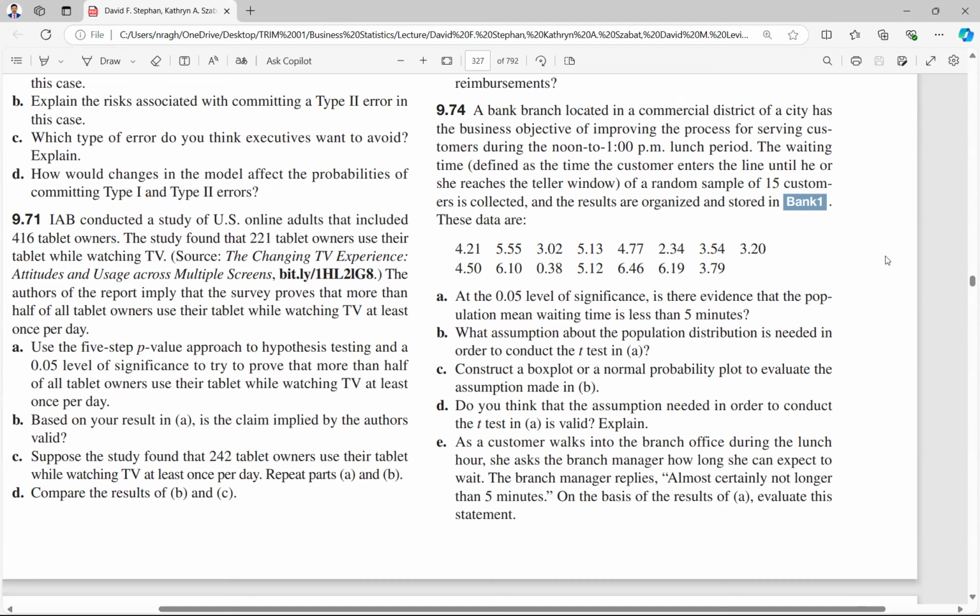A bank branch located in a commercial district of a city has the business objective of improving the process of serving customers during the noon to 1 p.m. lunch period. A waiting time, defined as the time the customer enters the line until he or she reaches the teller window, of a random sample of 15 customers is collected, and the results are organized in the dataset bank 1. These data are given as follows. Now just look at the questions.